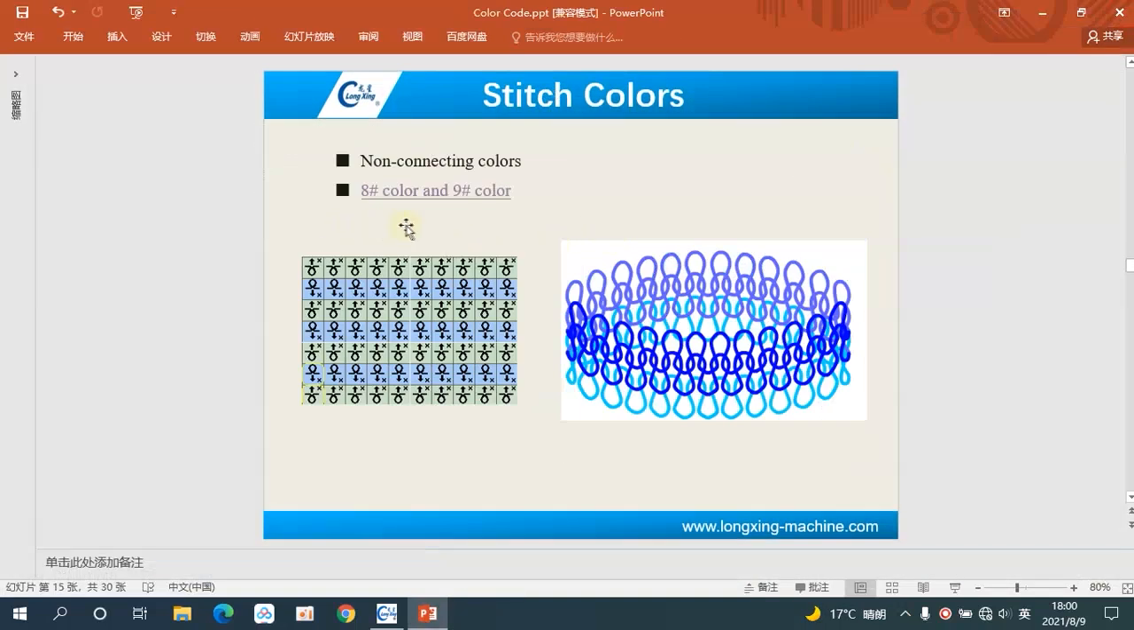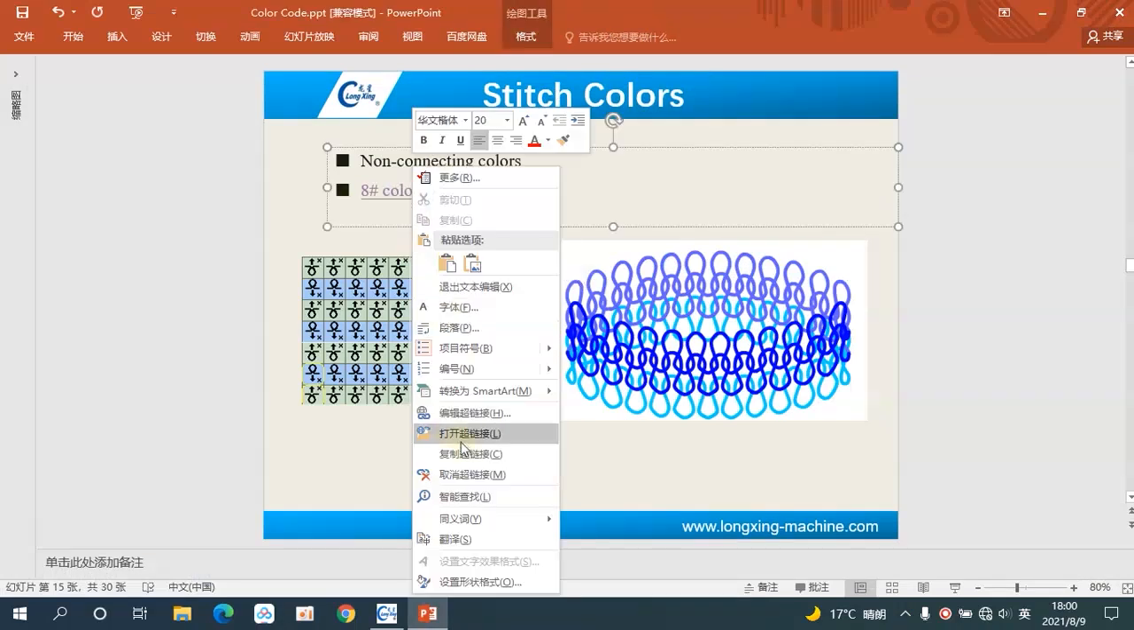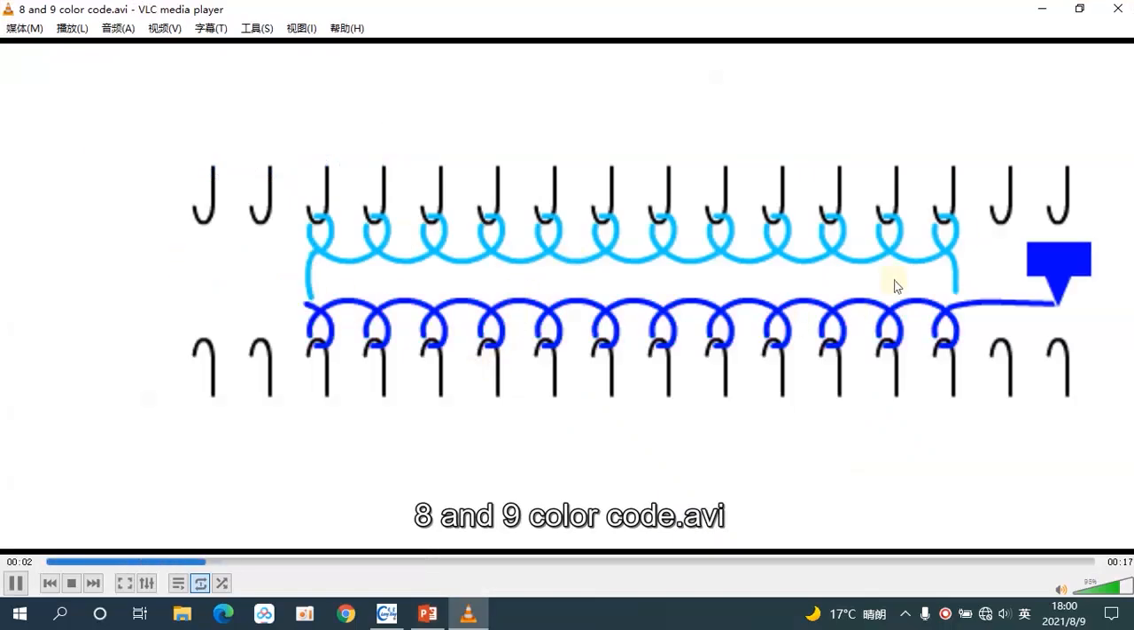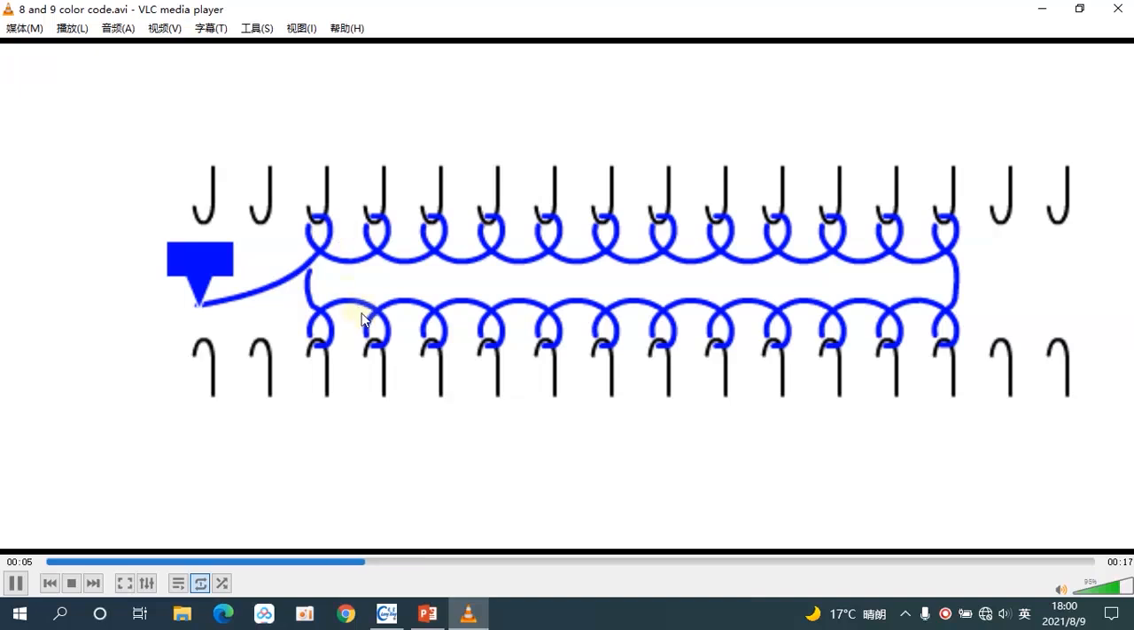When color 8 and color 9 are drawn alternately, a cylindrical loop is formed. Look at the animation. You can see color 8, color 9, and color 8. No automatic transfer occurs between color 8 and color 9. This is the difference between connecting and non-connecting. Automatic transfer occurs with connecting colors. No automatic transfer occurs with non-connecting colors.